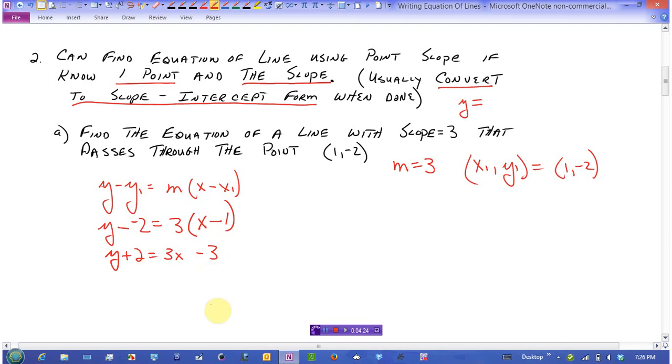First let me say that this form right here is point-slope form. But we do not want to leave it in that form. We'll put it into slope-intercept form now. So we want to get this 2 over to the other side. So let's subtract 2 from both sides. And we end up with y is equal to 3x minus 5. That's slope-intercept form, and that would be my answer.